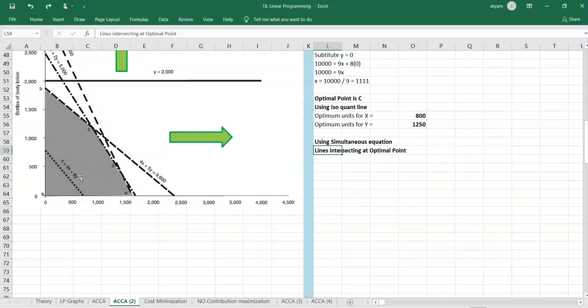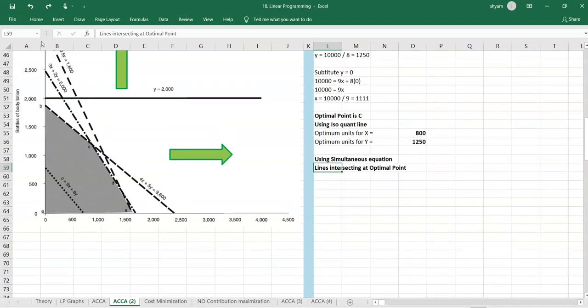First, you have found the isoquant line, you have moved it, and you have found C is the optimal point. From there on, you have to use simultaneous equations. Find out the lines which are crossing at C. There are two lines crossing: 3x plus 2y and 4x plus 5y. That 3x plus 2y line is the silk powder line, and the other line is the skilled labor line. We already saw in the question itself that silk powder and skilled labor will be the binding factors, and now they are the binding factors at the optimal point.